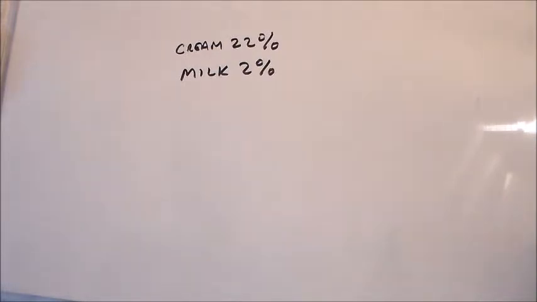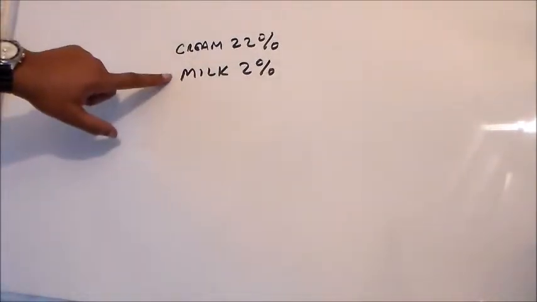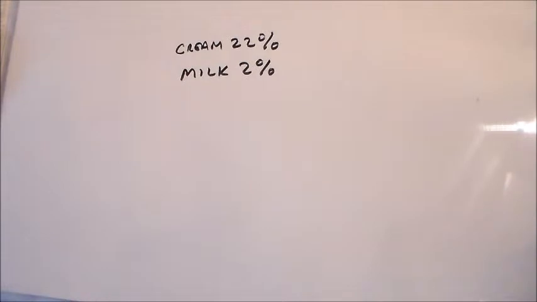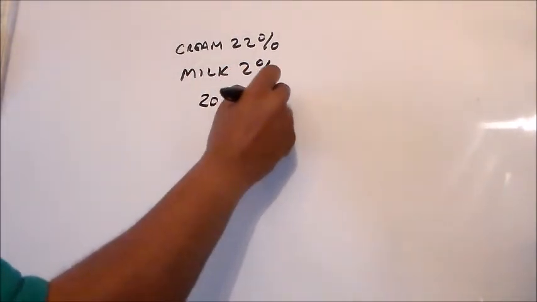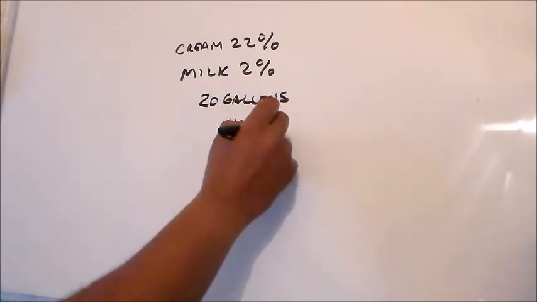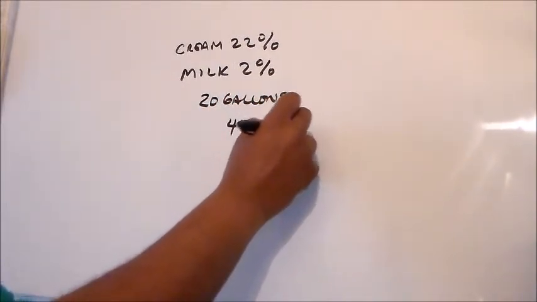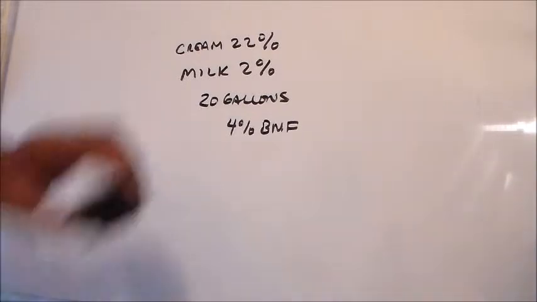And they want to know how many gallons of cream must be added to milk that tests at 2% buttermilk fat. So how much cream are we going to add to this milk to come up with 20 gallons of a mixture, and we want to end up with 4% BMF, which is buttermilk fat. Alright, it's not too bad. You just have to watch the setup and you have to watch the decimals.